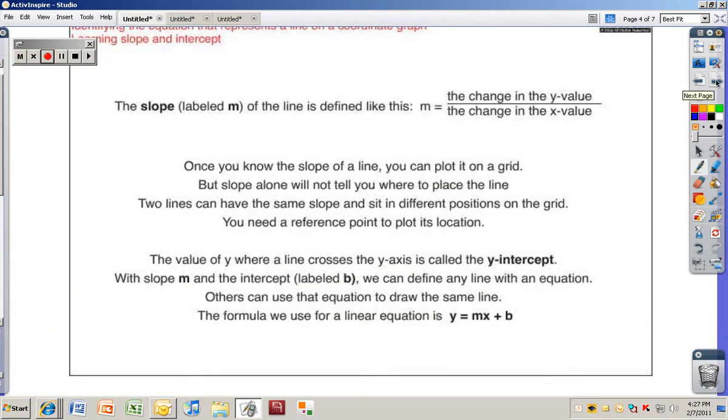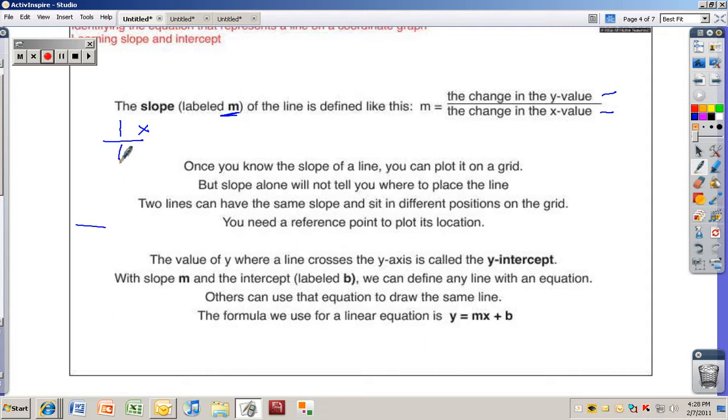All right. The slope, that's called m, for some reason they like to call it m, of a line is defined like this. m is equal to the change of y value over the change in x value. So on that last line that we just saw, it changed 1 for every, this is the change in x. Remember it went over 1? And then it changed how far on the y?